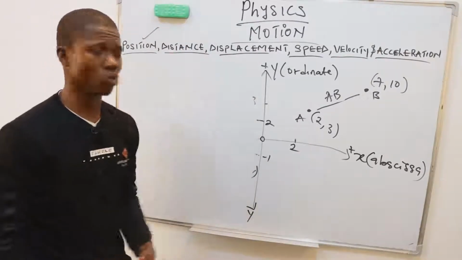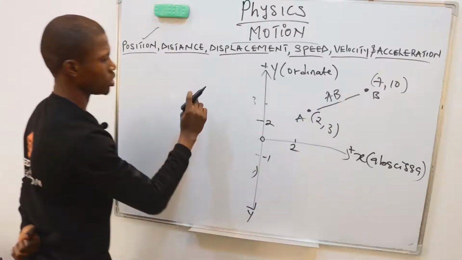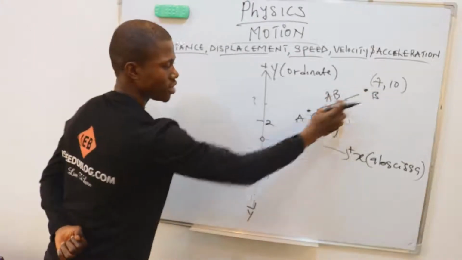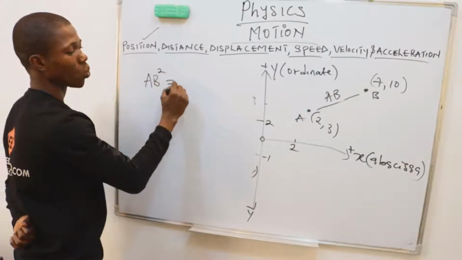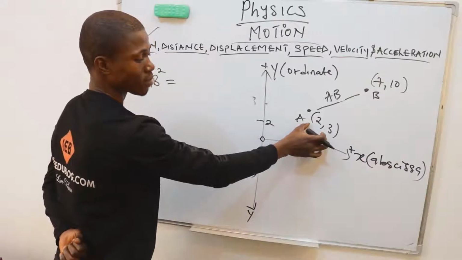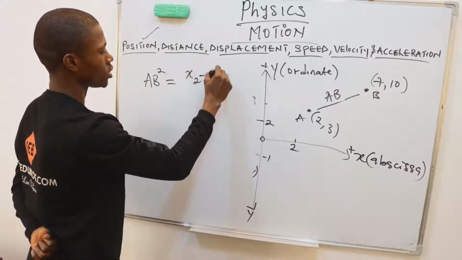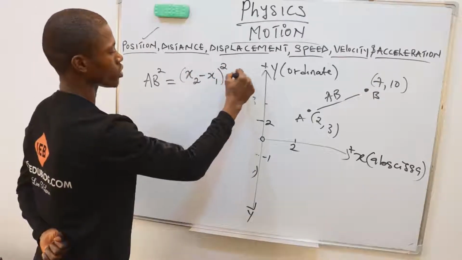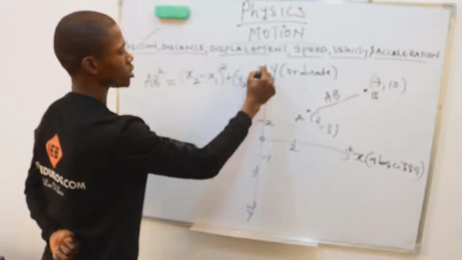So let's check what we do to this stuff. All we got to do is AB squared. Let's find our distance between this A and B. This is AB squared is equal to X. We're going to start with our X. That is X2 minus X1 squared plus our Y2 minus Y1 all squared.